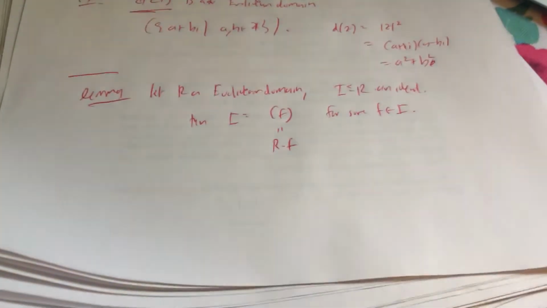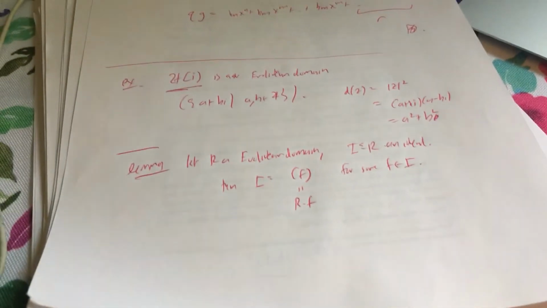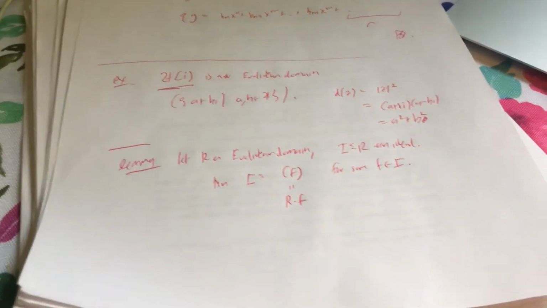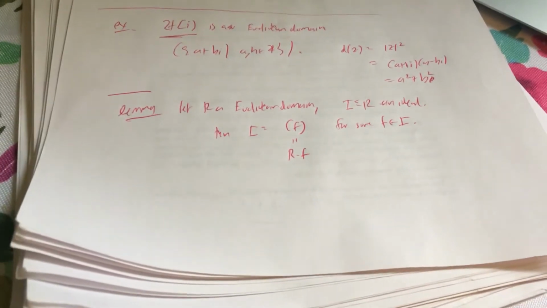And when I say this, what is this (f)? It's the ideal that can be described as all the stuff in R times f. That's clearly an ideal in the ring. And now I'm saying that, in fact, every ideal is of that form. Those are called principal ideals. We won't really need this terminology, but it's worth saying.